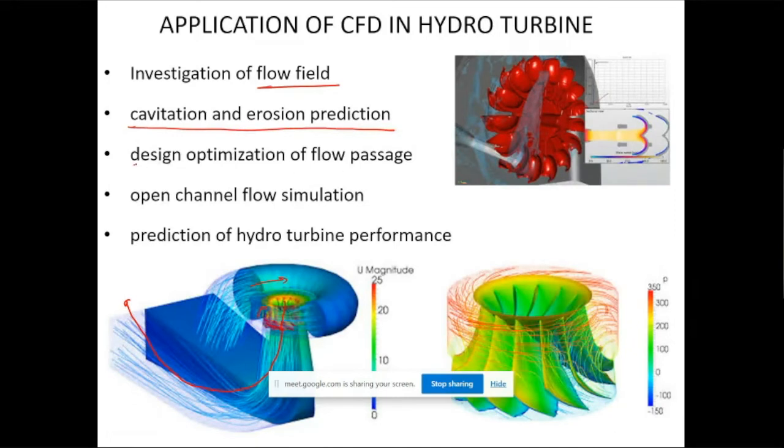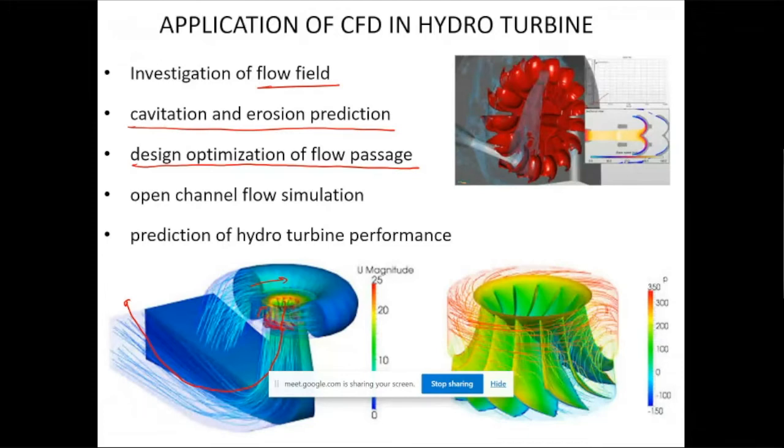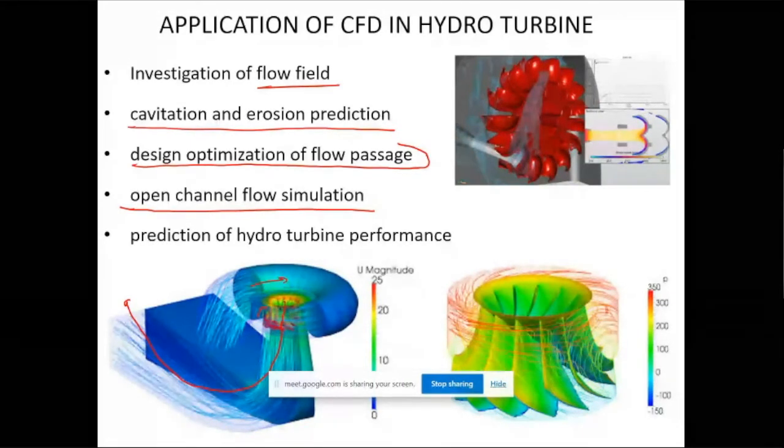Design optimization. In my PhD work, I worked on the redesigning of the draft tube, which I will discuss later in this discussion. So it is also possible to redesign the flow passage using CFD. Then open channel flow simulation. Suppose you are modeling a river, or any open flow system, then also we can use CFD. And prediction of the hydroturbine performance. So these things are common, which I have already discussed.